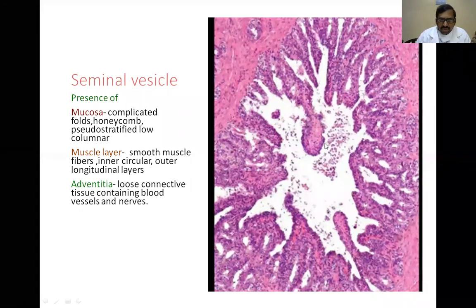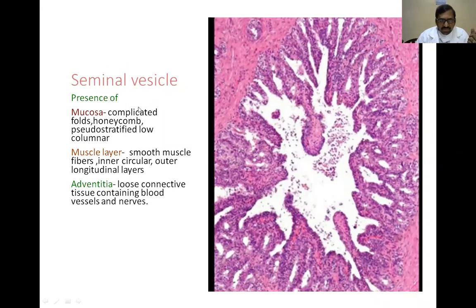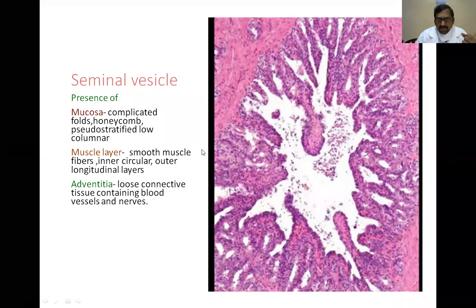Here, if you want to identify the seminal vesicles, first you have to observe the mucosa: complicated folds, honeycomb appearance, and pseudostratified low columnar epithelium.